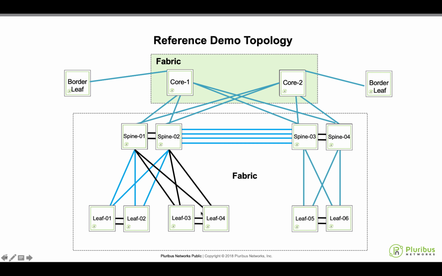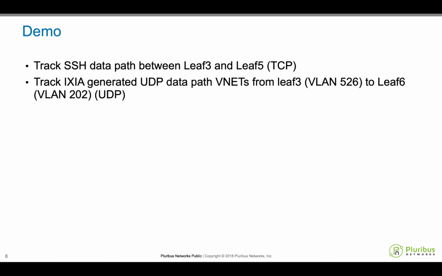That's where the traffic is generated and the connections are generated. We have multiple VNets and virtual routers sitting in this network. So it's a multi-tenant network that we will be looking at, trying to troubleshoot and determine the physical path that a packet takes. The first demo, we will track an SSH data path between leaf 3 and leaf 5. This will be a TCP connection, obviously, and we will be tracing the physical path that this packet takes.